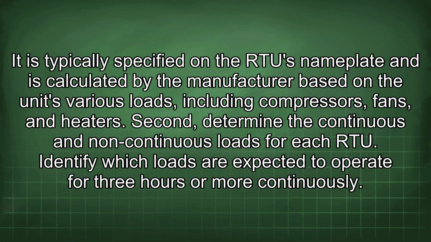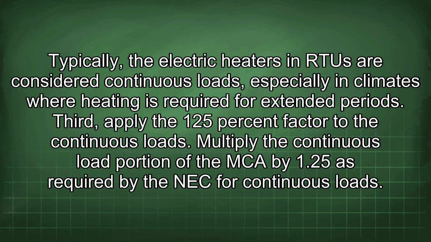Second, determine the continuous and non-continuous loads for each RTU. Identify which loads are expected to operate for 3 hours or more continuously. Typically, the electric heaters in RTUs are considered continuous loads, especially in climates where heating is required for extended periods. Third, apply the 125% factor to the continuous loads. Multiply the continuous load portion of the MCA by 1.25 as required by the NEC for continuous loads.